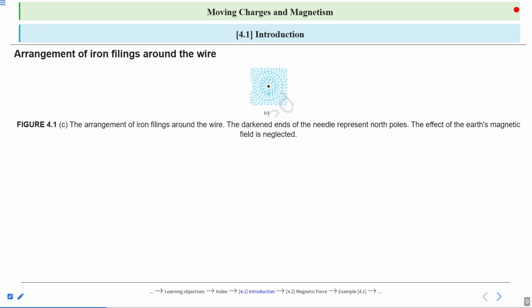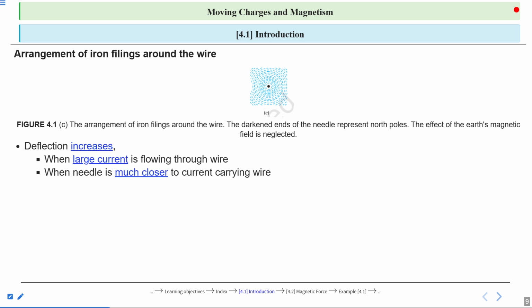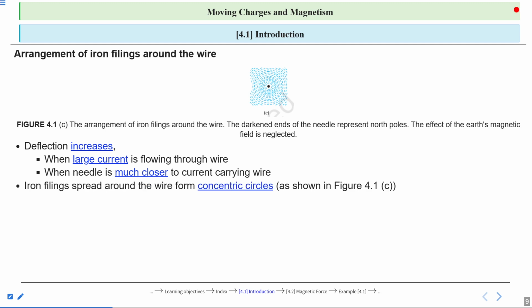So the arrangement of iron filings you can see. Around a current carrying wire, the iron filings arrange themselves in the form of concentric circles. Deflection increases when a large current is flowing through the wire. That thing I have also mentioned, that deflection of the needle will be significant when there is a large current flowing through the wire, and when the needle is much closer to the current carrying wire.